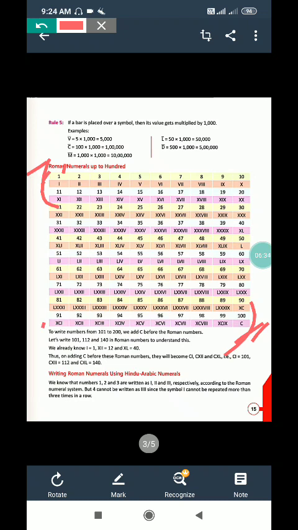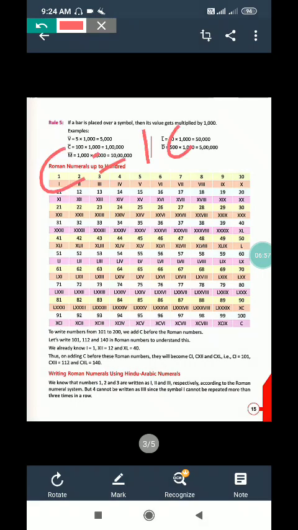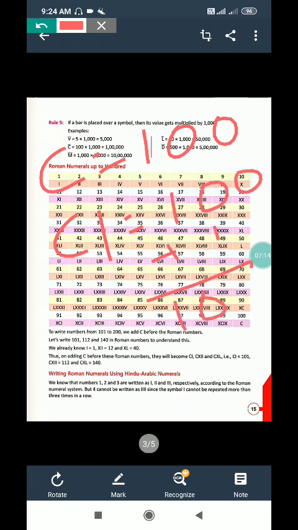To write numbers from 101 to 200, we add C before the Roman numbers. Let's write 101, 112 and 140 in Roman numerals to understand this. As we know, C is equal to 100. So how will we write 101? We will write 101 as CI, which is equal to 100 plus 1, 101.